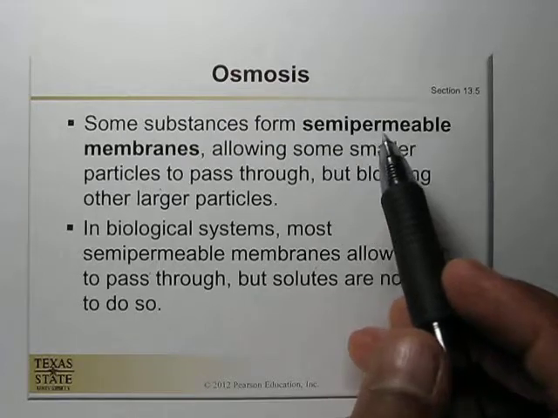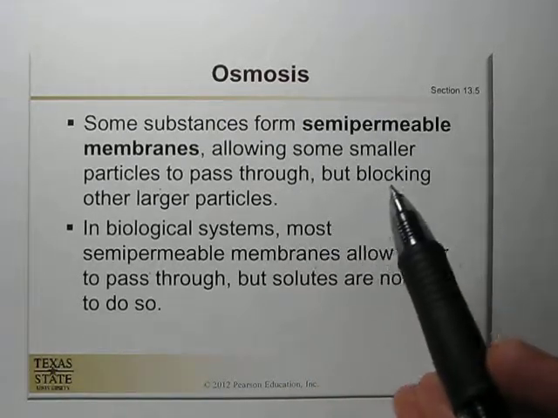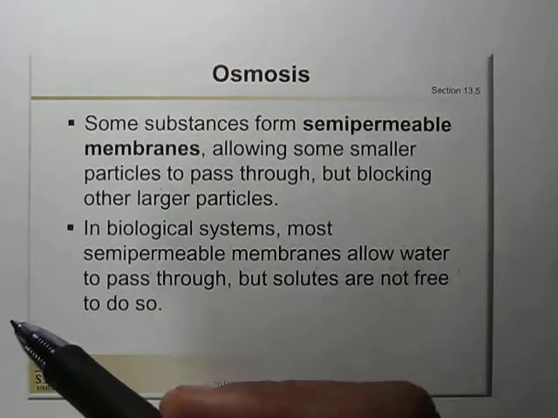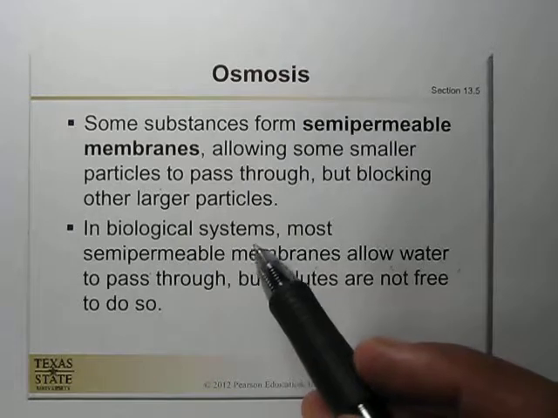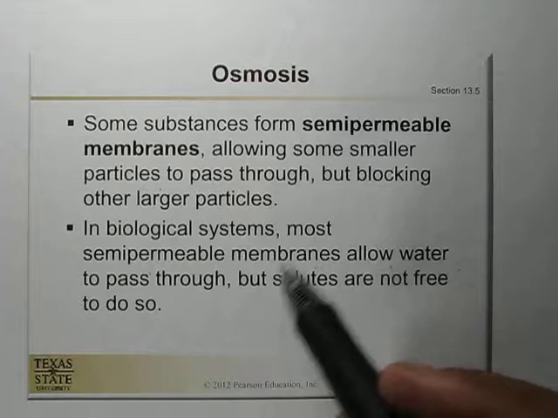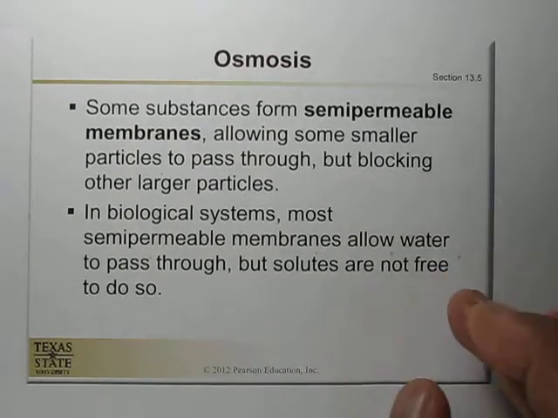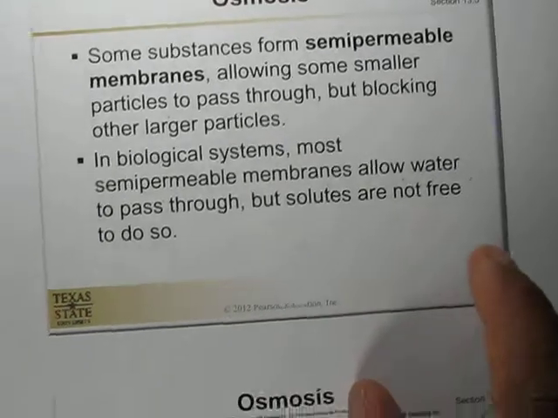A semi-permeable membrane is a kind of membrane which allows some small particles to pass, but not some larger particles. In biological systems, most semi-permeable membranes allow water to pass, but solutes are not free to do so, right? So this is osmosis.